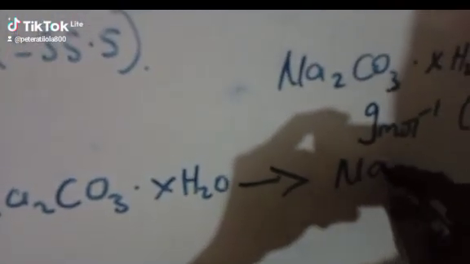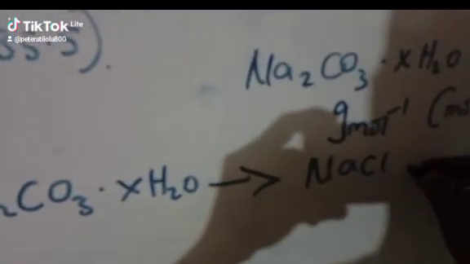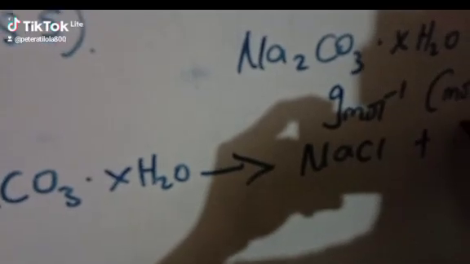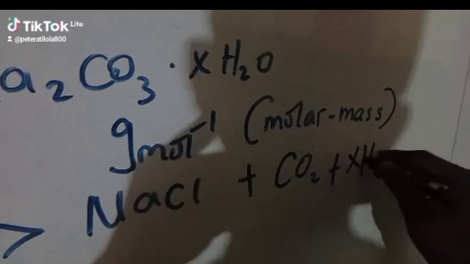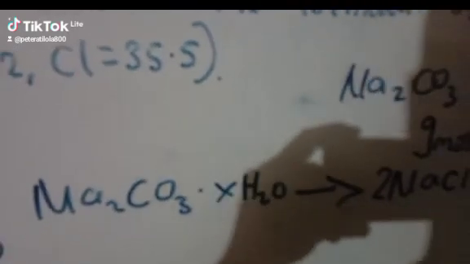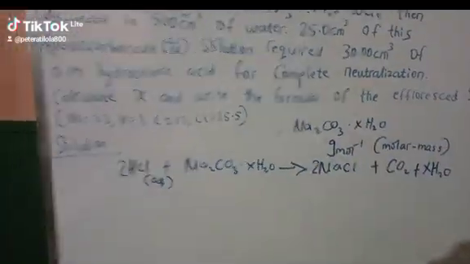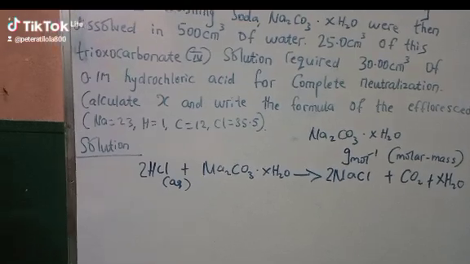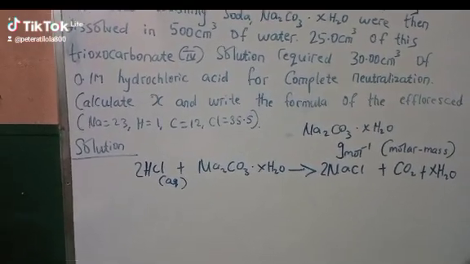That will be NaCl plus CO2 plus the XH2O. Now let's balance it. I think we need to add 2 here. We add 2 here. The equation is balanced. Now in solving a question like this, you are looking for X.